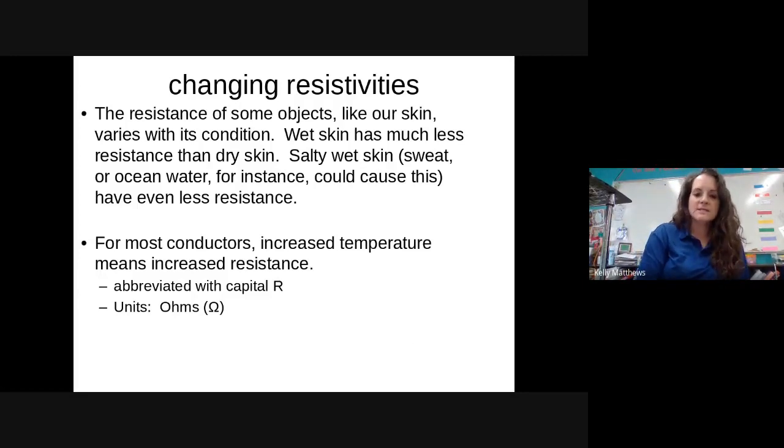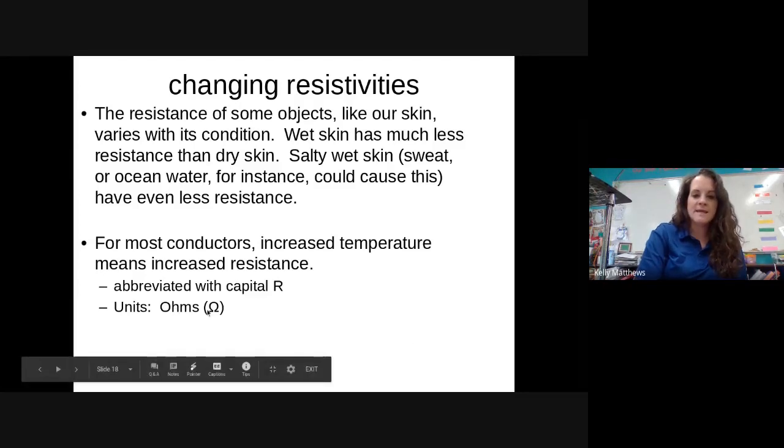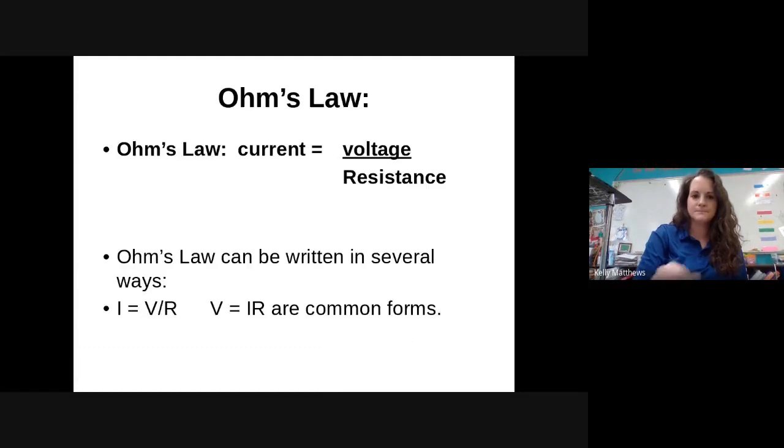All right, resistance is abbreviated with a capital R, and the units are ohms, and they have the Greek symbol omega for their symbol.